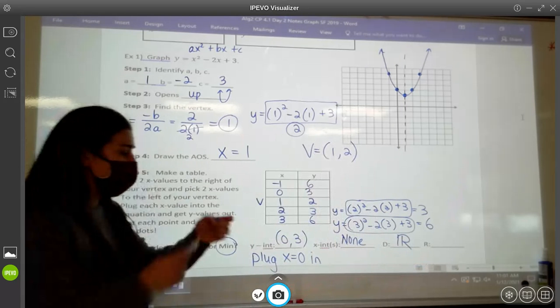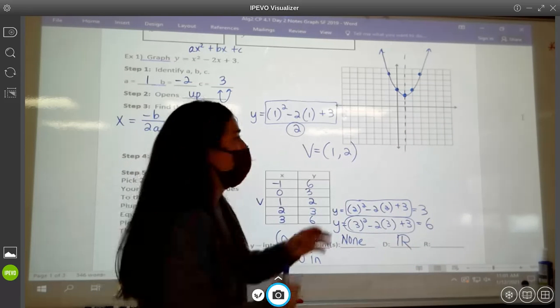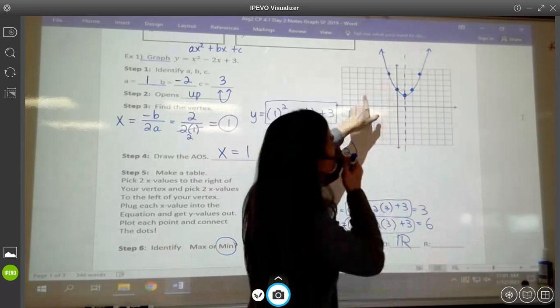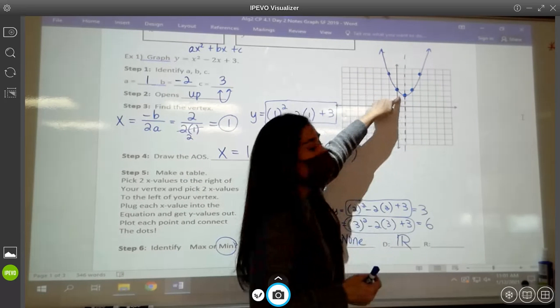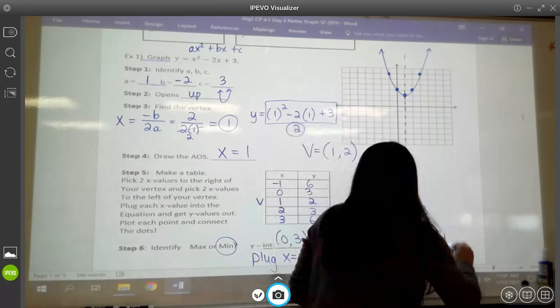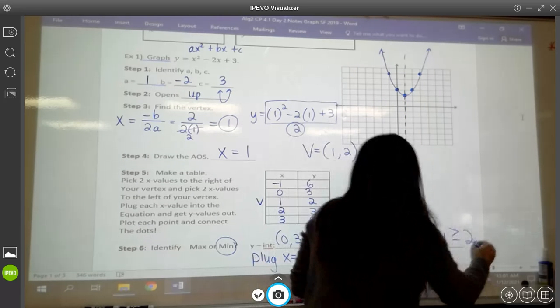And then last, what's the range? What y values live on this graph? Well, I can see all the y values are going to be up here. The smallest y value is 2, and then all the other y values are bigger than it. So that's the y values where y is greater than or equal to 2.